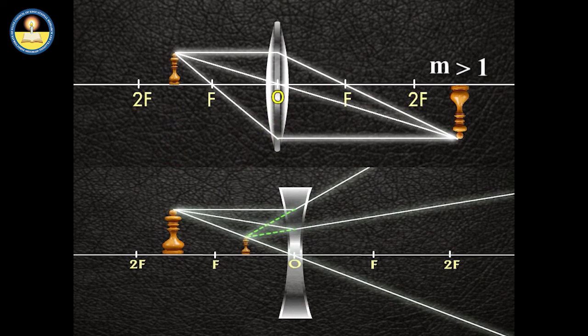It can be concluded that the magnitude of m is greater than 1 when the image is enlarged and less than 1 when the image is diminished. Also, a negative value of m indicates that the image is real and inverted, and a positive value indicates that the image is virtual and erect.